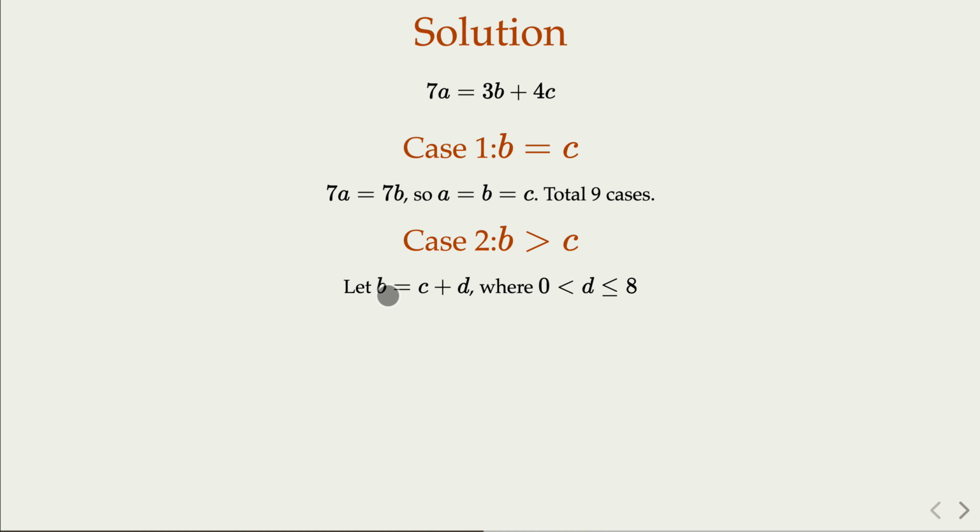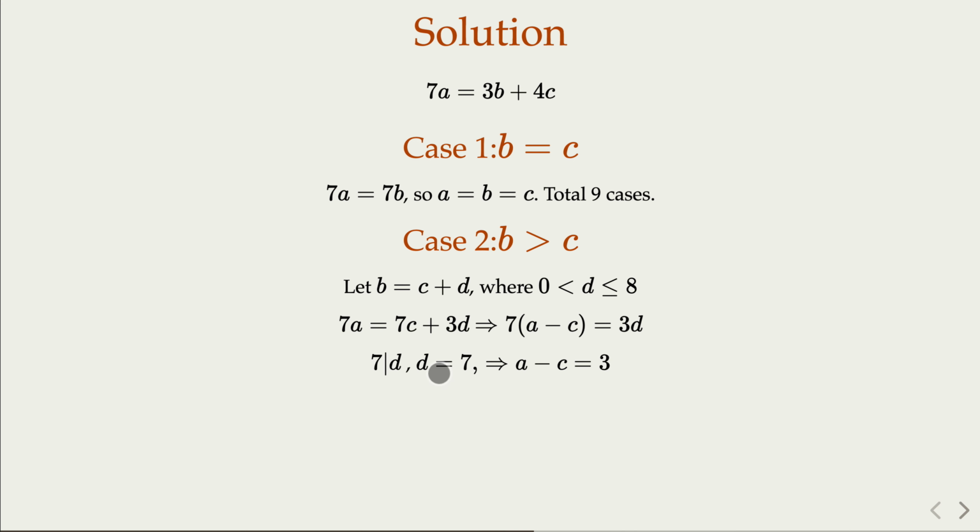Now we're going to plug that into the original equation here, 7A. That would be 3C plus 3D here, this replaced, plus 4C. What you get is this. From this equation, you know that 7 must divide D. But in this range, there's only one possible value for D, that is 7, right? So 7 is a factor of D, so D can only take one value, which is 7. Now in this case, A minus C would be 3.